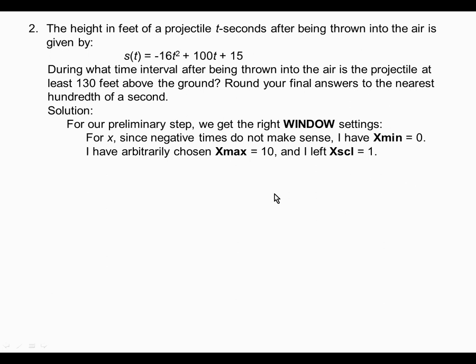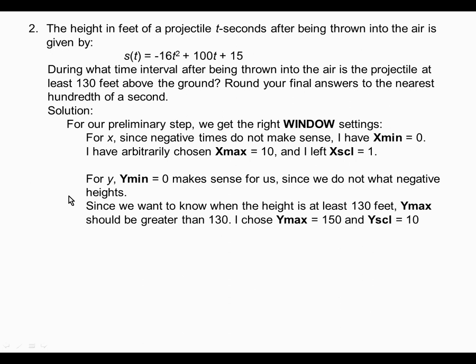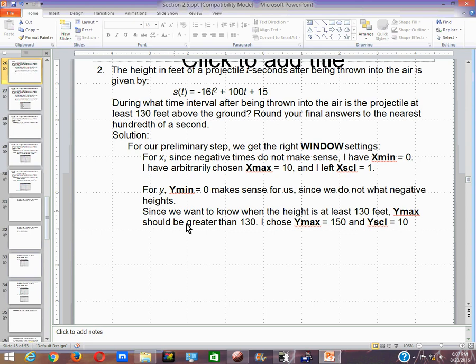For the y's, I let the y min be 0 because negative values of y says it went below ground, like it's sunk into a well. And for the y max, I'm trying to get to at least 130 feet, so I'm going to pick something greater than 130. I arbitrarily chose 150, and my y scale was 10. So let's go ahead and do the window settings.